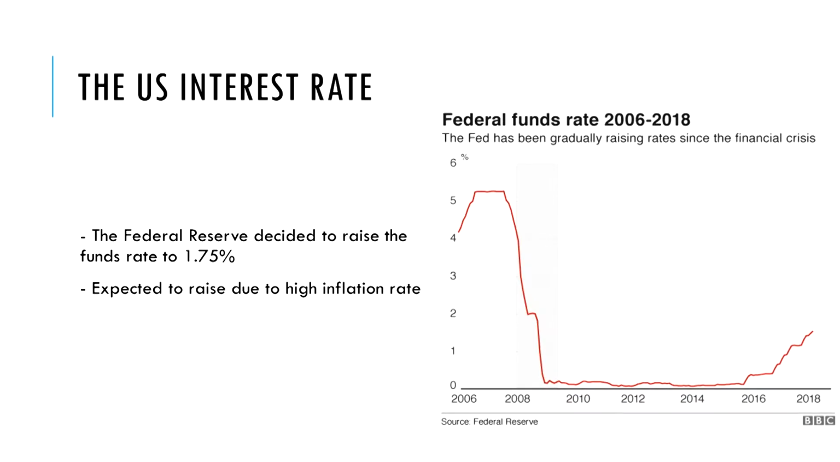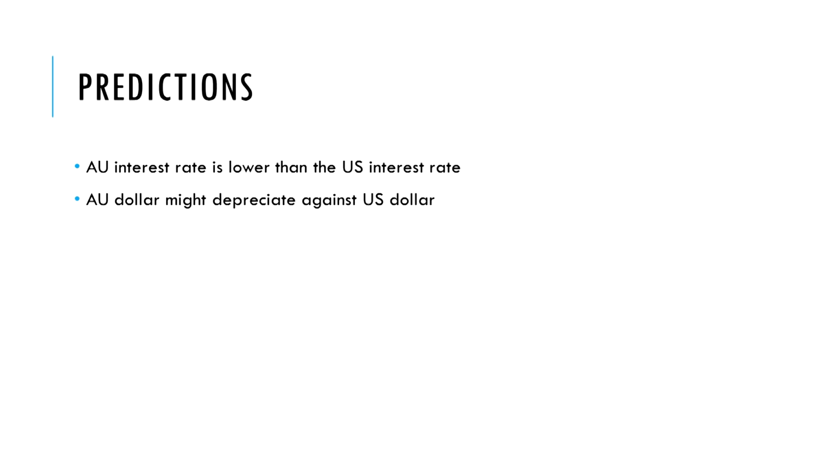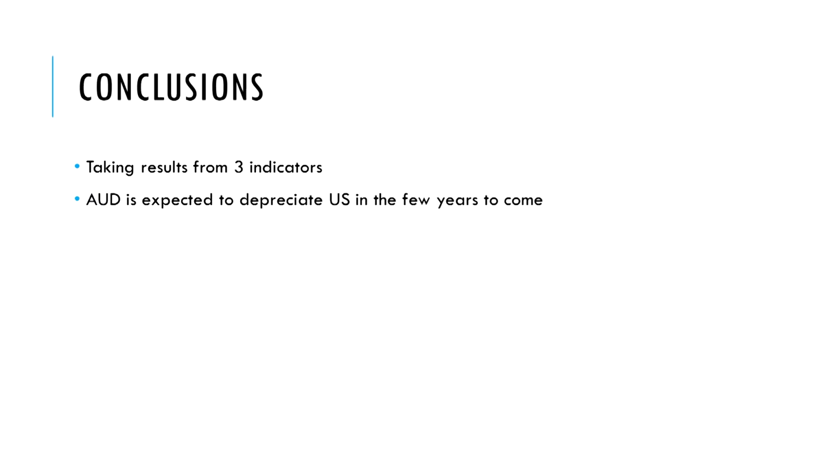It means the US Central Bank has intervened in the money market by changing the short-term interest rate. The interest rate of the US is expected to increase for the next 3 to 6 months in order to respond to inflation. To sum up, the AU interest rate is lower than the US interest rate. As a result, the AU dollar might depreciate against the US dollar.